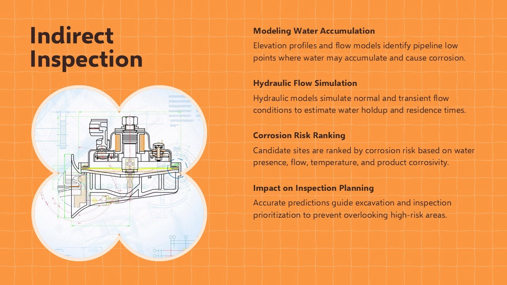Each identified location is then ranked based on relative likelihood of corrosion, considering factors such as water availability, flow regime, temperature, and known corrosivity of the product. The output of indirect inspection is a prioritized list of candidate sites for field validation. The accuracy of this step is critical, as it directly influences where excavations and inspections will occur. Conservative assumptions are often used to ensure that high-risk locations are not overlooked.